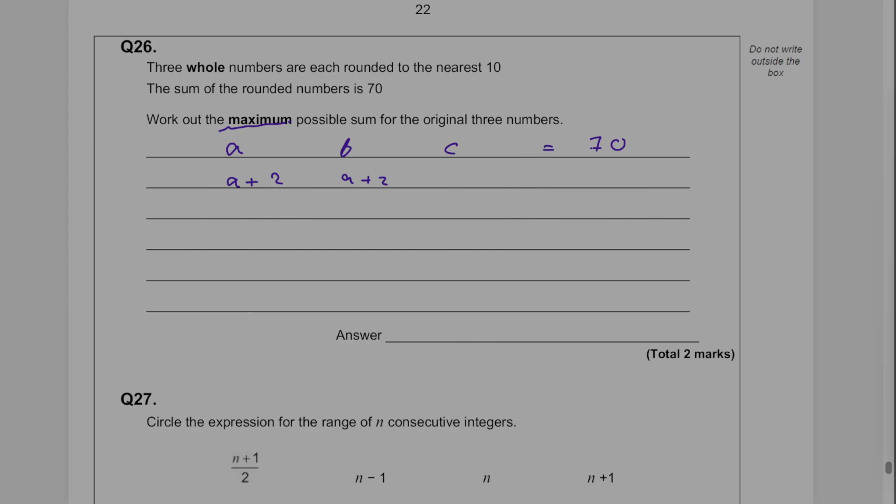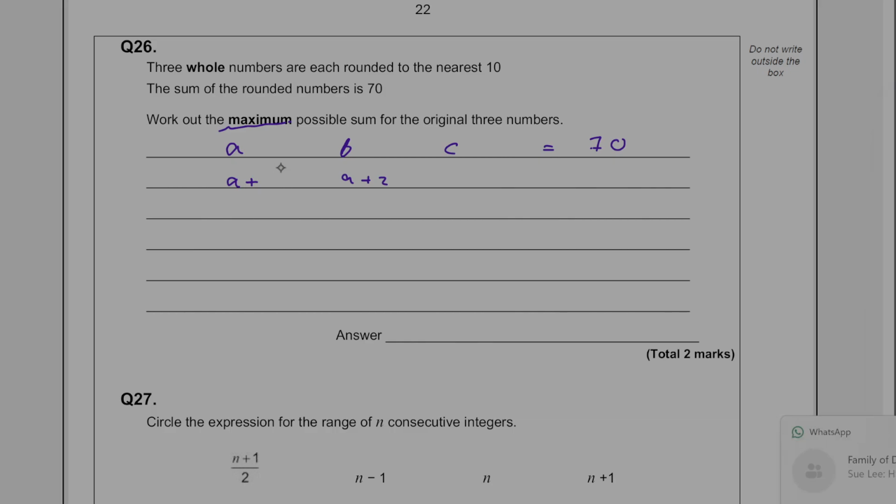Oh, just realised it's to the nearest 10. So if it's to the nearest 10, it's not 2. I've gone to the nearest 5. If it's to the nearest 10, it could have been 4 bigger, because 5 would have been rounded up. So B could have been 4 bigger, C could have been 4 bigger, which means that this could be 12 bigger. So we're going to go 82.